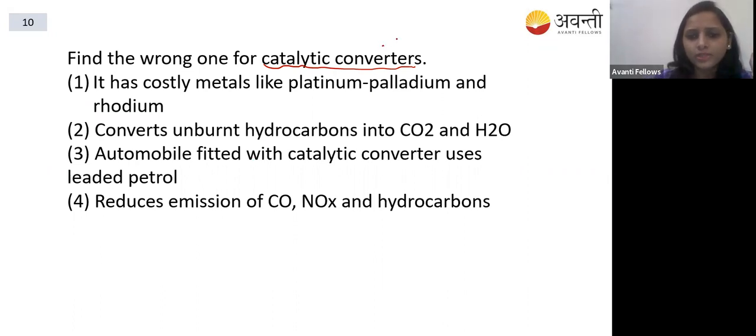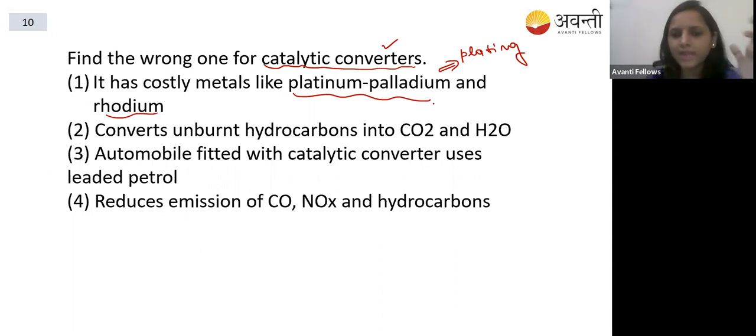So let us see which statements are correct for this. It has costly metals like palladium, platinum, and rhodium. Yes, guys, here this is having the plating. The plating on the catalytic converter will be made up of platinum, palladium, and rhodium. That is correct. That is the correct statement.